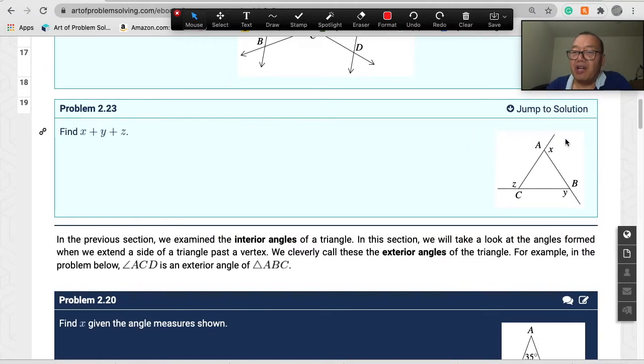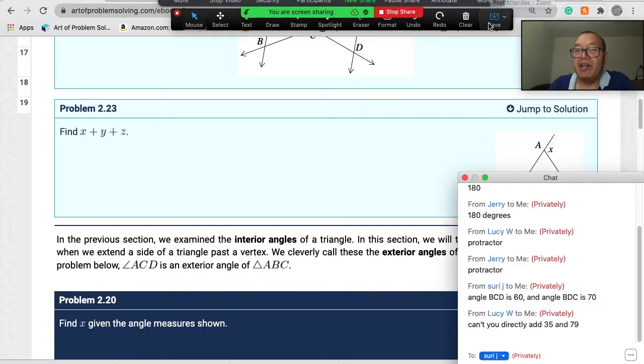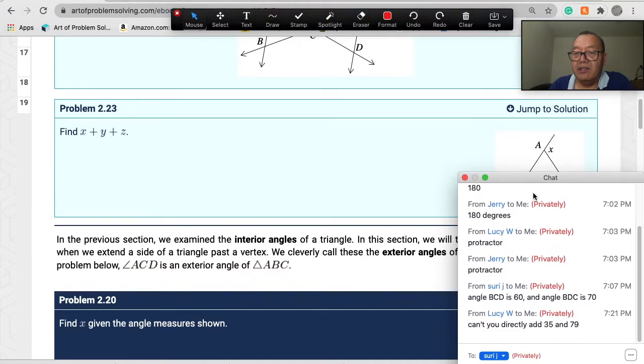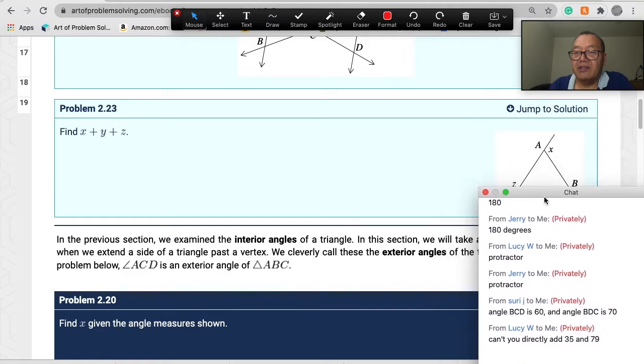Now here is a very interesting problem. In this triangle ABC, we have three exterior angles, that's x, y, and z. Then they ask you to find what x plus y plus z is. Everybody, can you try this?